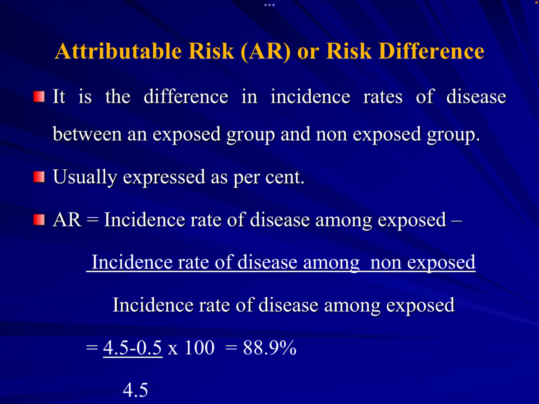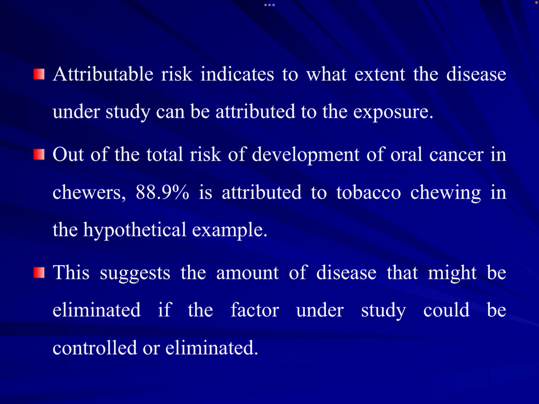Next is attributable risk or risk difference. It is a difference in incidence rates of disease between an exposed group and a non-exposed group. Usually it is expressed as a percentage. It is calculated as incidence rate of disease among exposed minus incidence rate of disease among non-exposed, divided by incidence rate of disease among exposed. In this example, it is 88.9%.